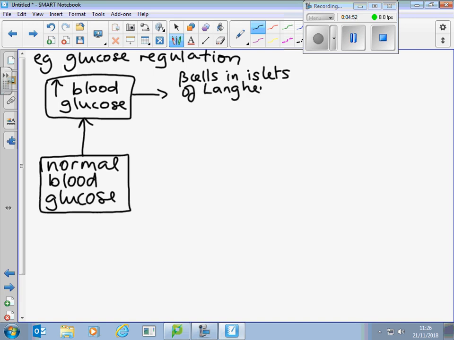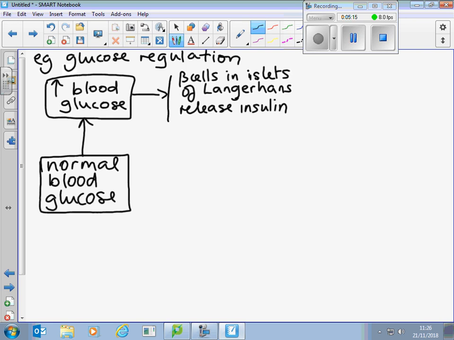I'm not going to put that in because I haven't really got room. I've put the H in the wrong place. Langerhans. So in islets of Langerhans, release insulin. All right, so that's in the pancreas.